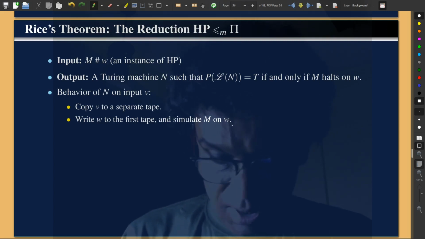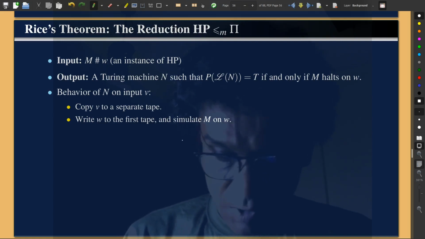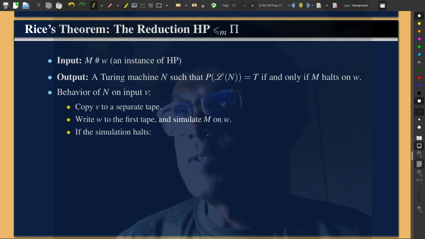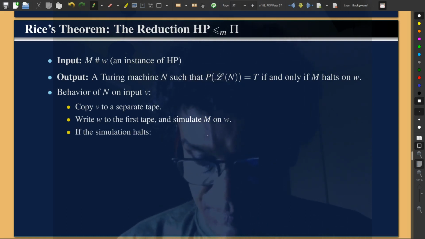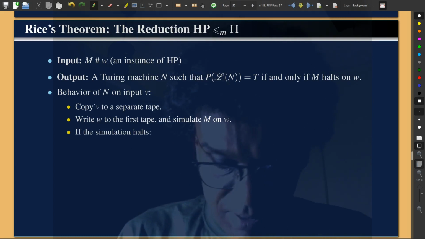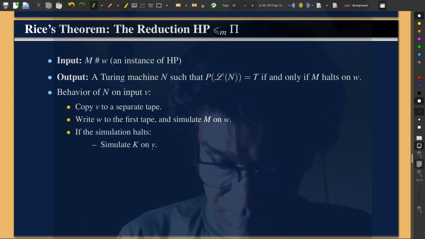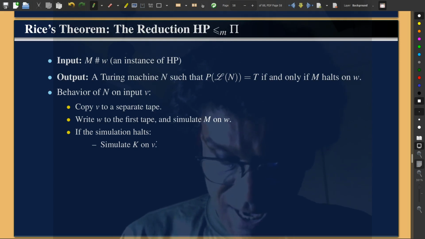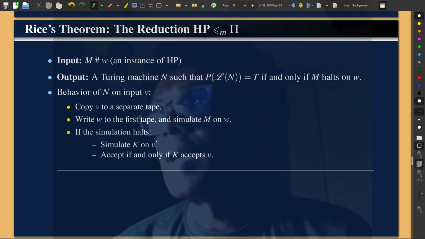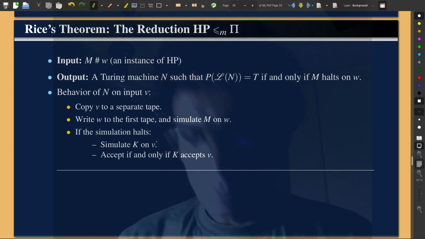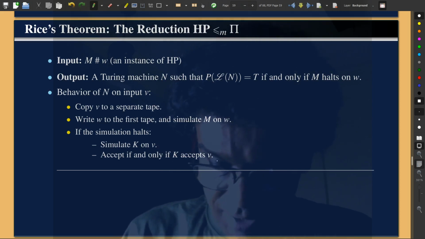If the simulation does not halt, then the next step will not be executed. But if the simulation halts, then you come back to v. Once again, you copy v back to the first tape, wherever you simulate K on v, and accept if and only if K accepts. So accept v if and only if K accepts v.